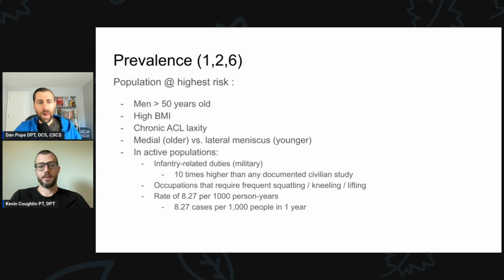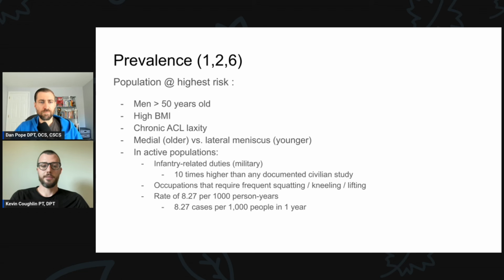So then if we look at a broad view, what population is at the highest risk? I think this definitely depends, because if it's younger folks that you might see after an injury in sport, that's one population. But just generally, the chronic degenerative meniscal tears are more common. And we see these mostly in men greater than the age of 50 years old. They tend to have a higher BMI, but that's not always the case. We do see this in folks with chronic ACL laxity.